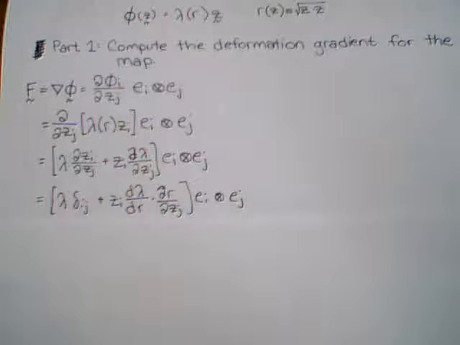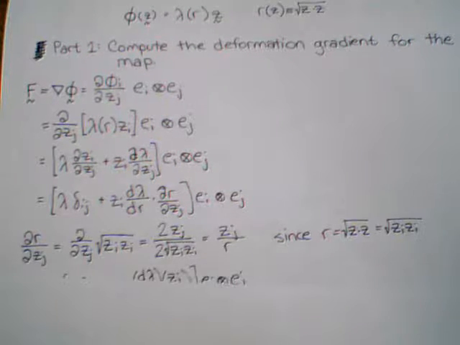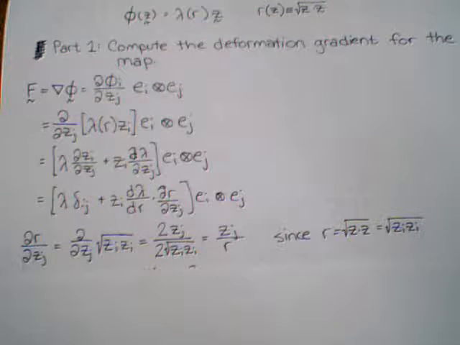For the second part, we use the chain rule to say that it's equal to zi times the derivative of lambda with respect to r times the partial derivative of r with respect to zj, ei tensor ej. We can compute the partial derivative of r with respect to zj. We're going to be using the chain rule for this. We know that r is the square root of zi dotted with zi, and taking the derivative of that square root, we end up with zj over r.